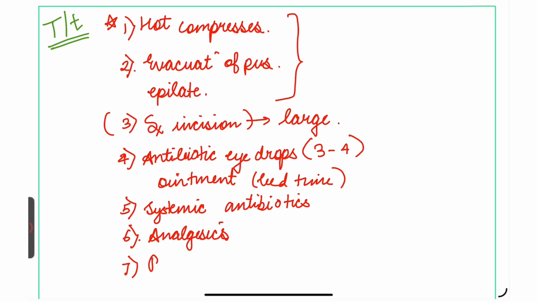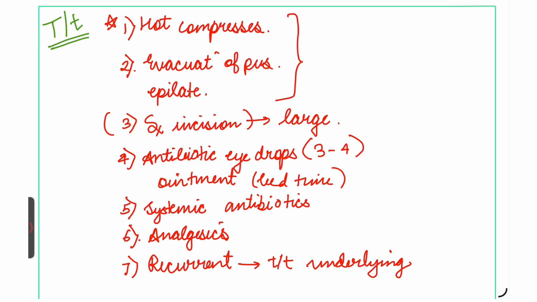Then, in case of recurrent STYEs, we treat the underlying predisposing factors such as diabetes or chronic blepharitis or rubbing of the eye that the patient is doing. And we can decrease the intake of carbohydrates and alcohol.